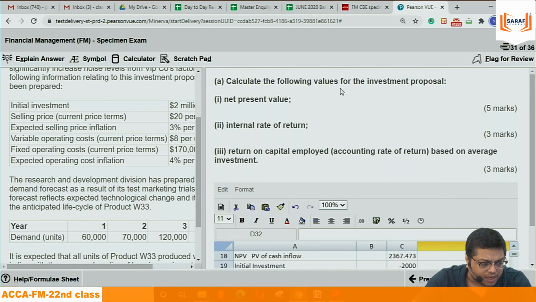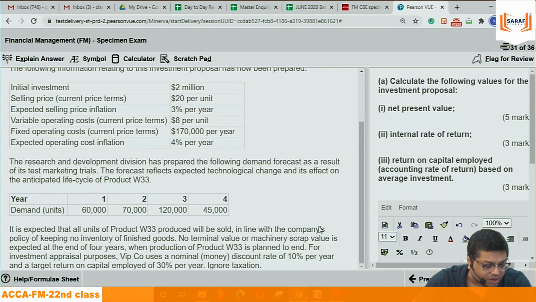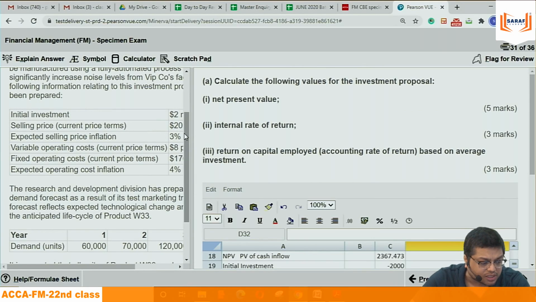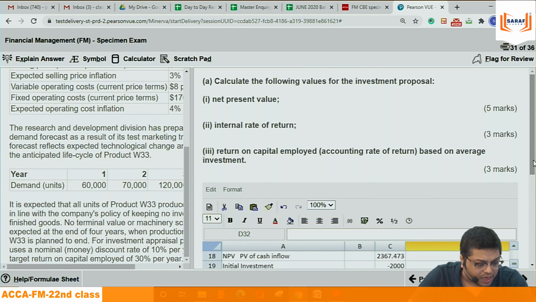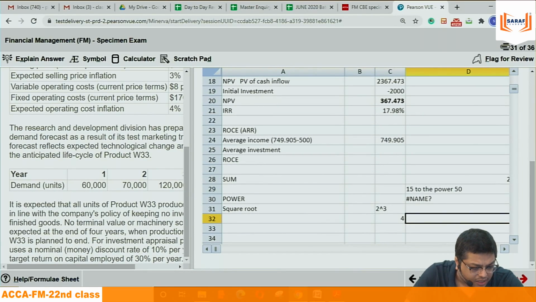So the first question, net present value, IRR, return on capital employed, we have done. The NPV was positive. The IRR is approximately 18%. But for the return on capital employed, they want 30%. We are having 25%. So one portion is not acceptable, but the other two portions are acceptable. Now let's see what the other requirements are.